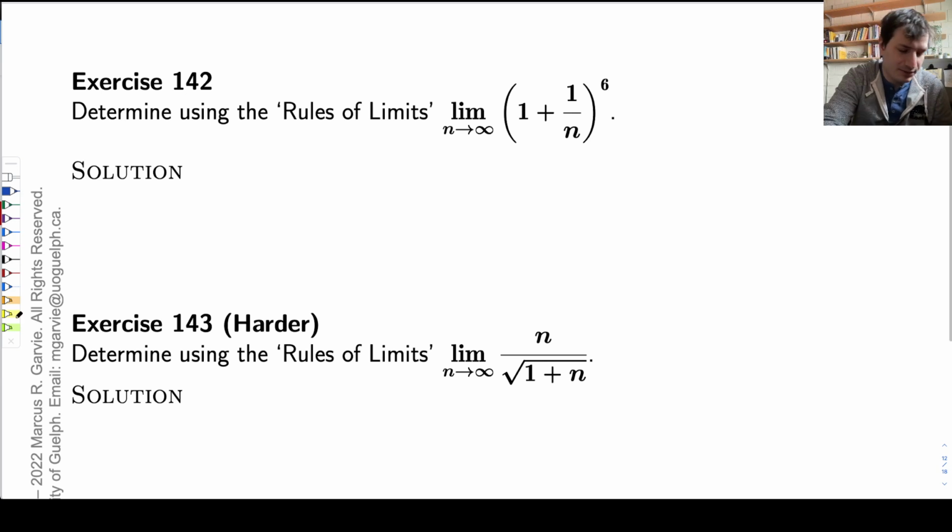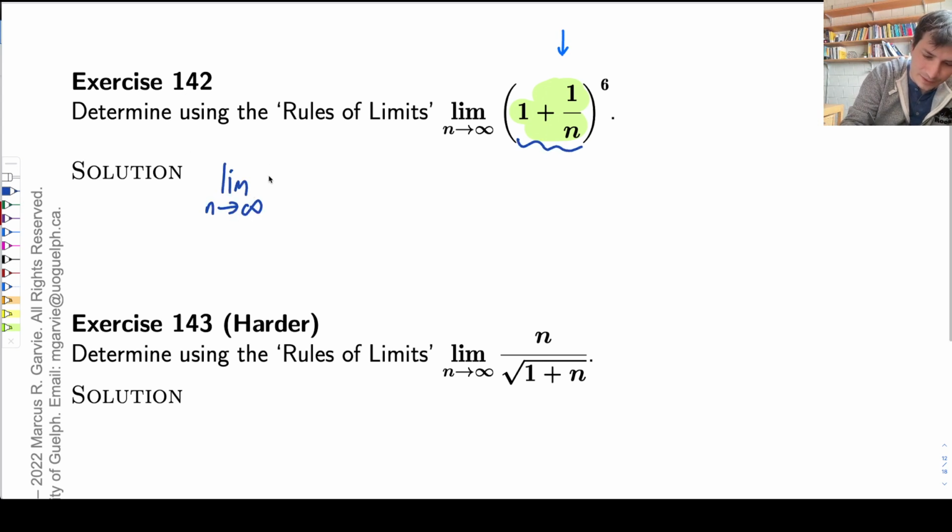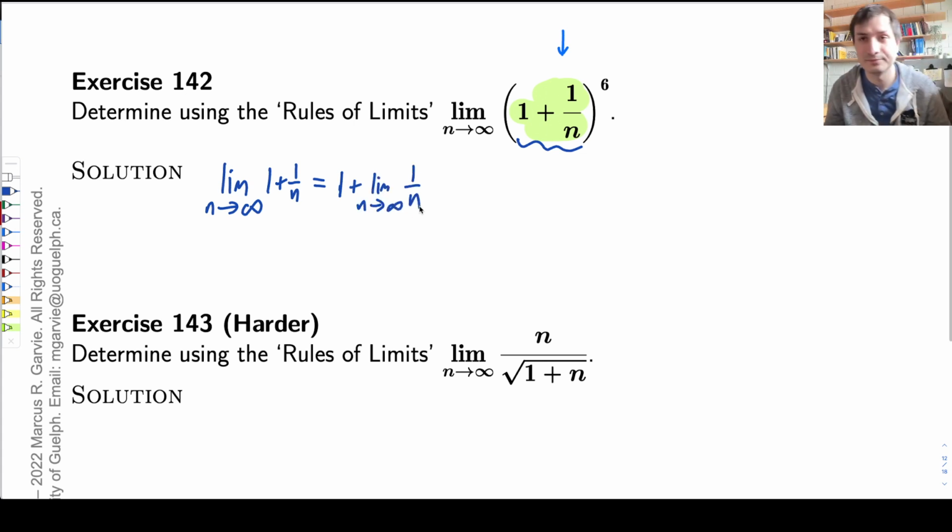The way you should do this one, you should recognize 1 plus 1 over n in the middle here is inside the something to the power 6. And I can do the limit of 1 plus 1 over n. So I'm going to do this piece first. So the limit as n goes to infinity of 1 plus 1 over n. That's the stuff on the inside. By the sum rule, if you want, this is 1 plus the limit as n goes to infinity of 1 over n.